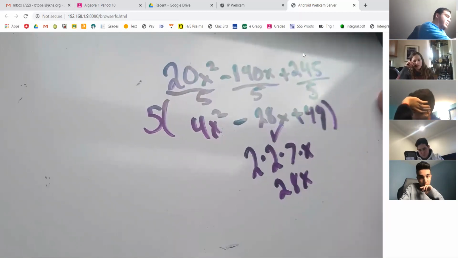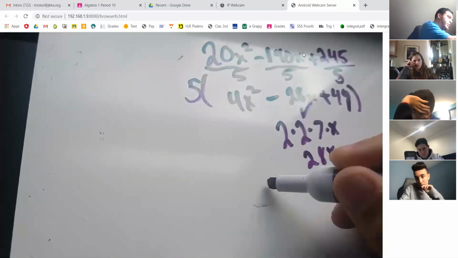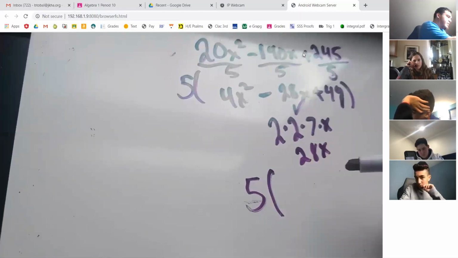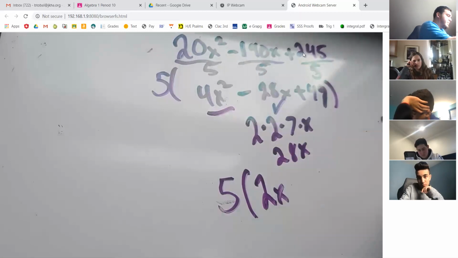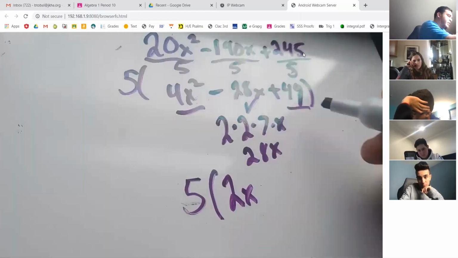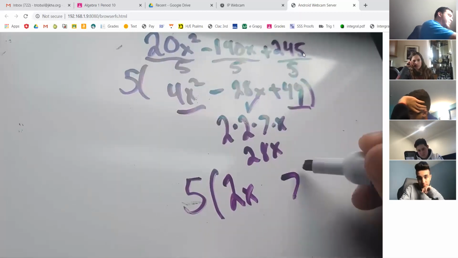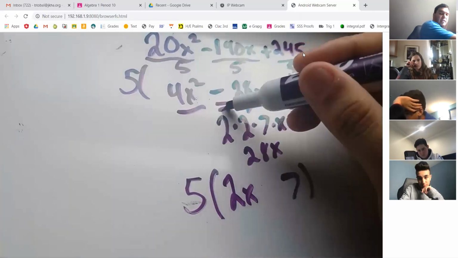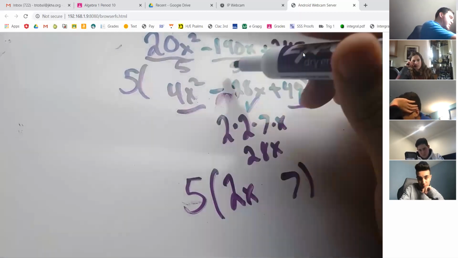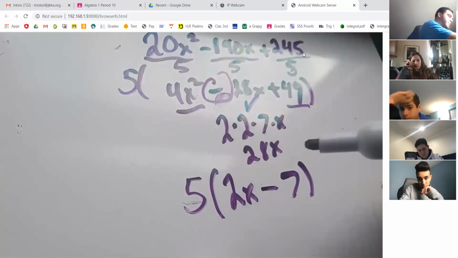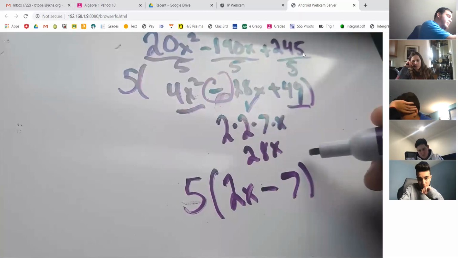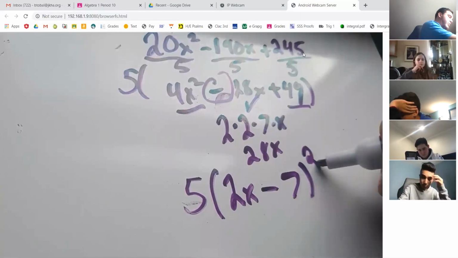So now we could use the special rule. We'll put the 5 in front. The square root of this part here is just 2x. The square root of this part here is 7. Because there's a minus sign right there, let me circle it, it's just a minus sign in the middle. Now, remember, it's squared, so you just got to put a little power 2 up there, okay?